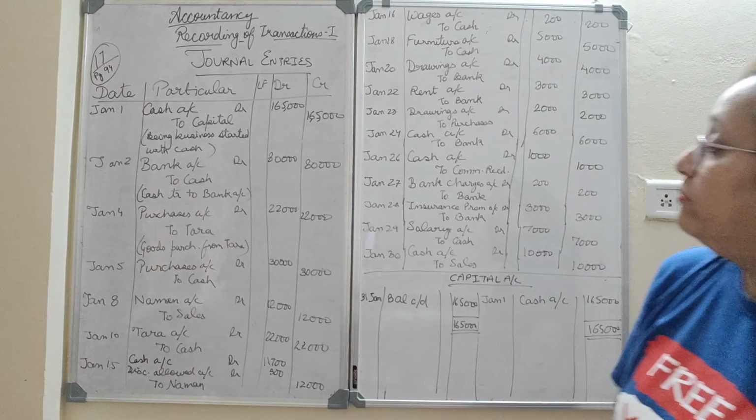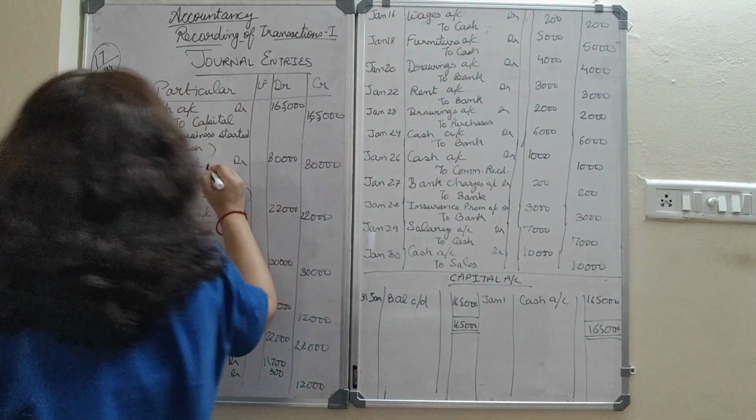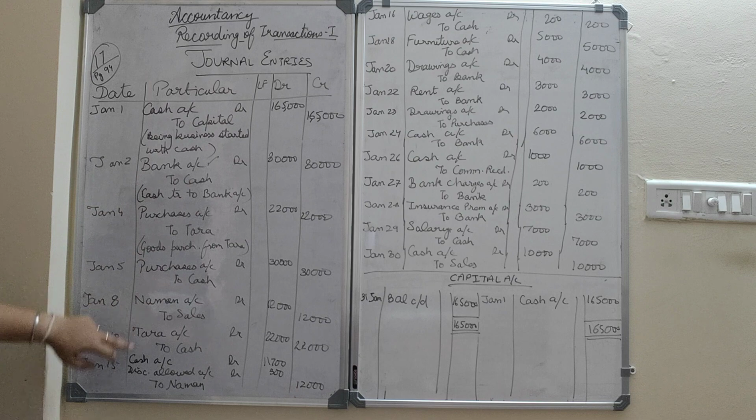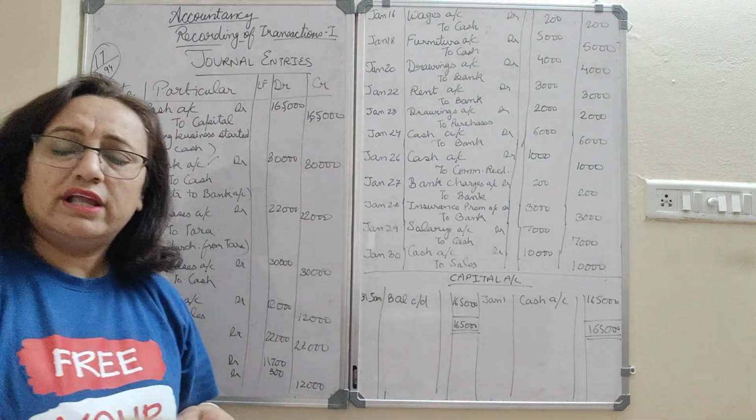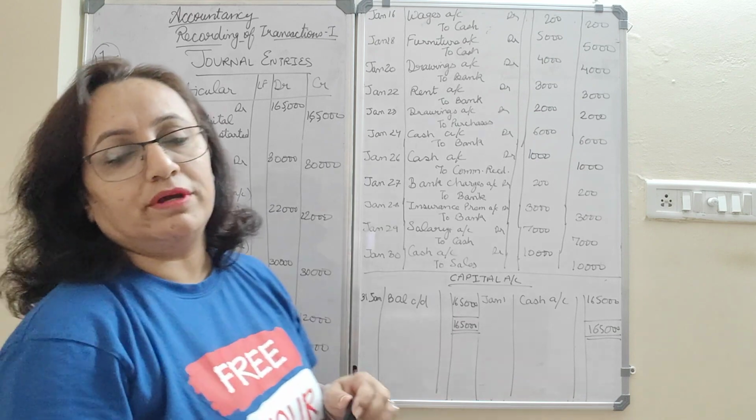Now the other big ledger will be of bank. If you see, bank is used in many places. So bank will also be just similar to, or somewhat like, the cash ledger which you have prepared.